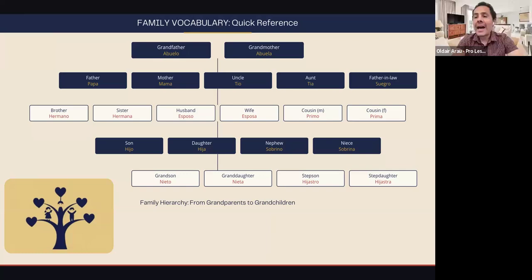Very good. Here we have the family tree. If you are a visual person, then you start from the top. Grandfather, then you go down to the father, the mother, the sister, the brother, the husband, the son, the daughter, the grandson, the granddaughter, the stepson, and the stepdaughter. All right, two extra ones here that we didn't learn in the past slide. Stepson, hijastro. And stepdaughter, hijastra. All the other ones you already saw in the previous slides.